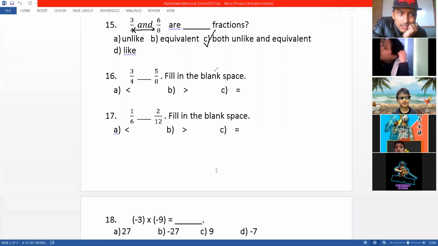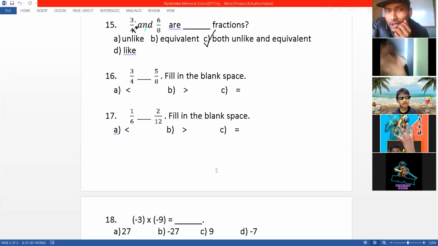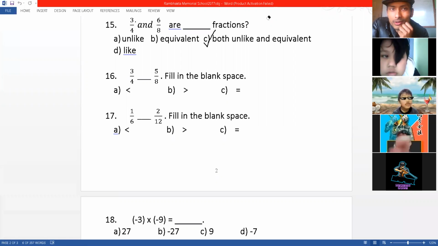Okay, so it is both unlike and equivalent, because if you see, these two fractions are equivalent fractions. If you multiply denominator and numerator by 2, you will get 6 by 8, which means they are equivalent fractions. So that means C is the correct one, and very few people have noticed that. So this one was challenging. I don't blame it on you, but still, very few people.